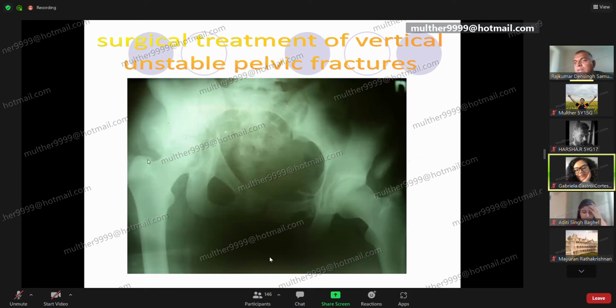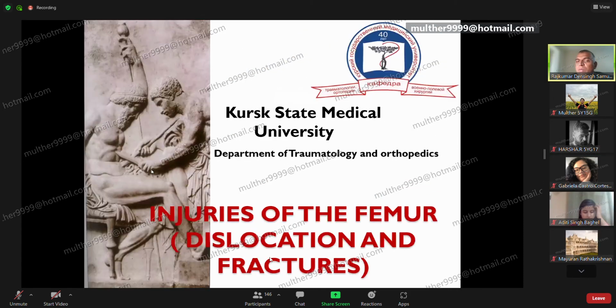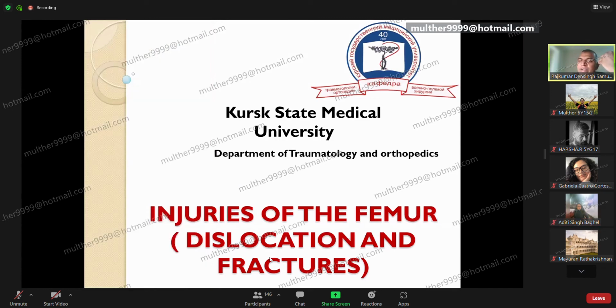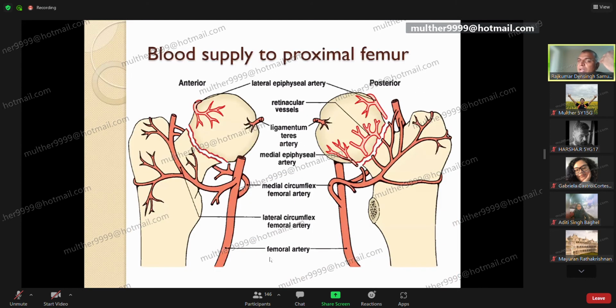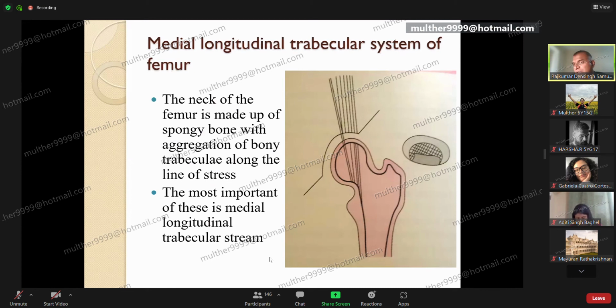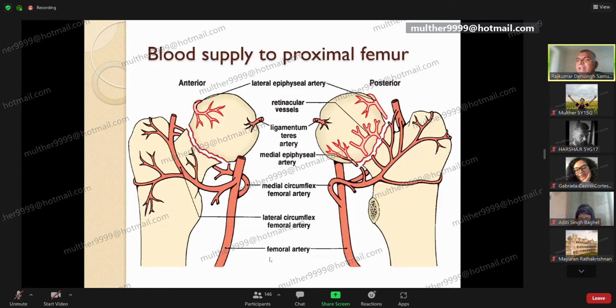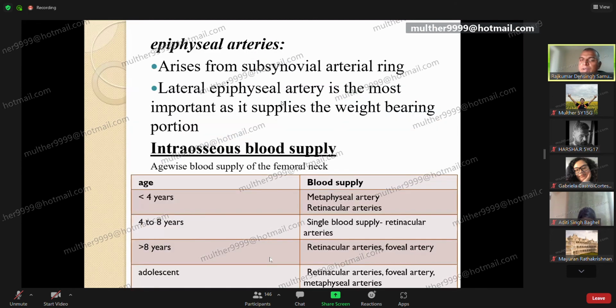So let's continue. When we talked about acetabulum fracture, one more component of acetabulum fracture is dislocation of the femur. Dislocation of the femur is a very serious condition. What will happen in case of dislocation of the femur?